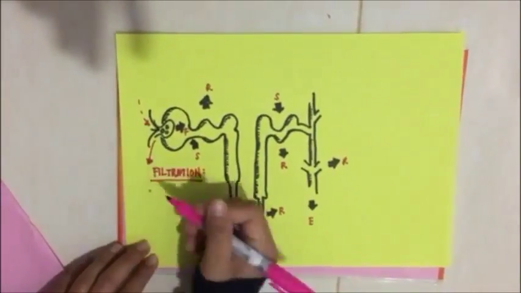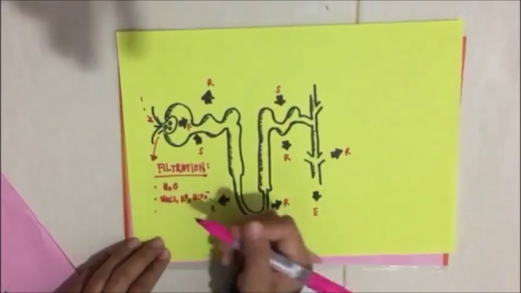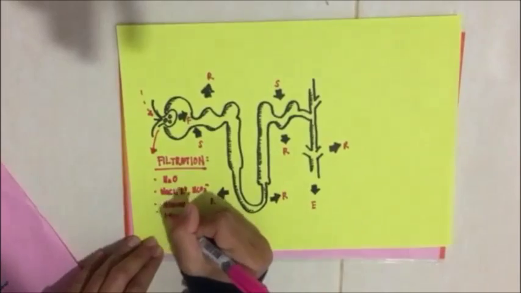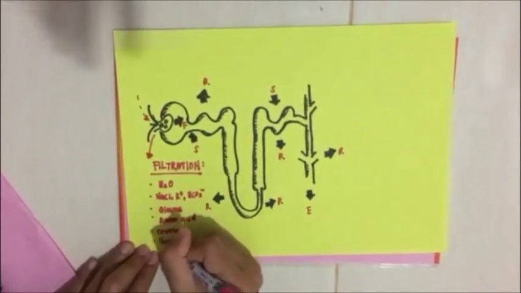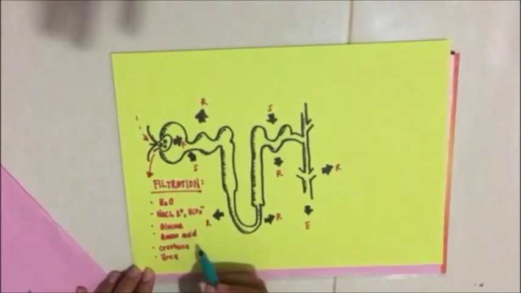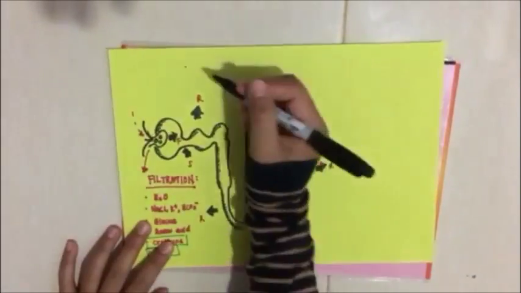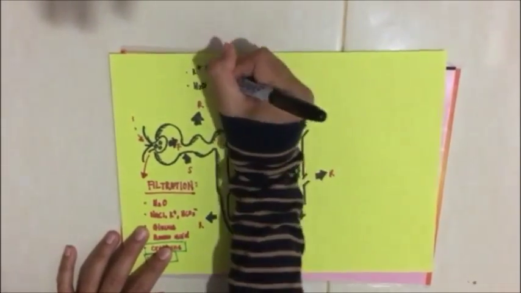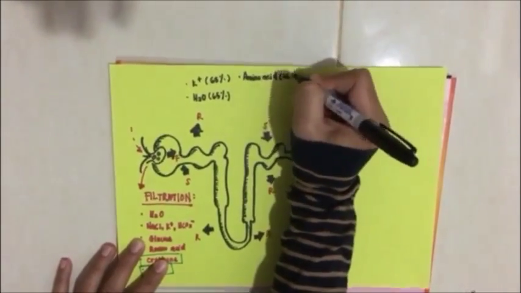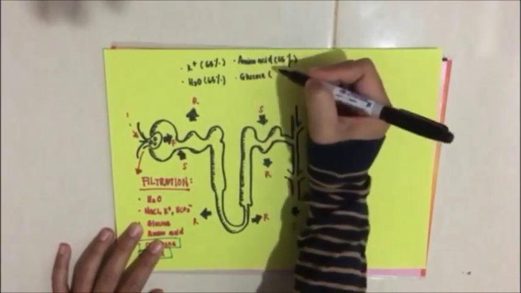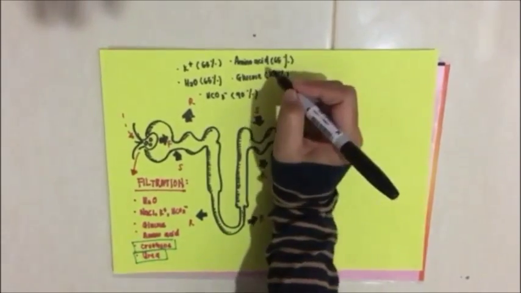In general, this filtrate does not contain any large protein or red blood cells. It only contains water, sodium chloride, potassium, bicarbonate, glucose, amino acid, creatinine, and urea. Creatinine and urea are waste products. Now, we're going to move to the proximal convoluted tubule. Here we get reabsorption of potassium, sodium chloride, water, amino acid, glucose, and bicarbonate. As you guys know, amino acids and glucose are very, very important.